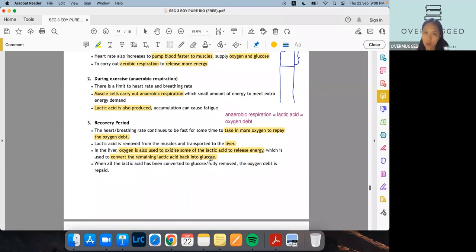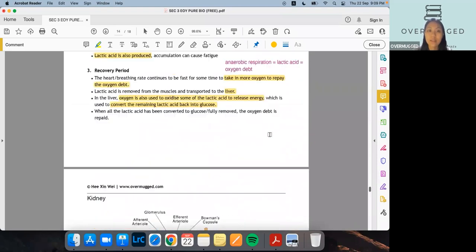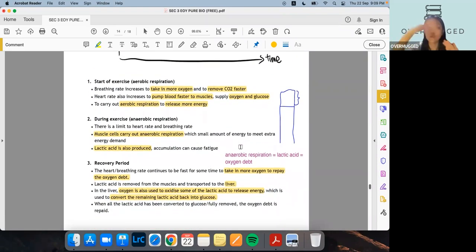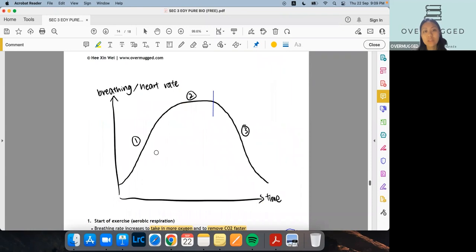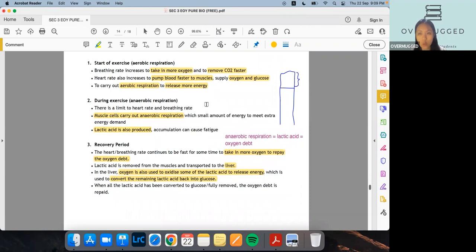So once you repay all your debt, you are clear, then your breathing and resting heart rate should be back to the baseline, which is here. You can see that this is the resting part. So this is your three parts that you will need. Depends on the question. Sometimes the question focuses on just part three. Sometimes the question focuses on part one and two. So it really depends on the question, but I just want to lay out the whole picture for you. And also the relationship between heart rate and breathing rate. We all exercise, we know that heart rate and breathing rate will change based on exercise, right?